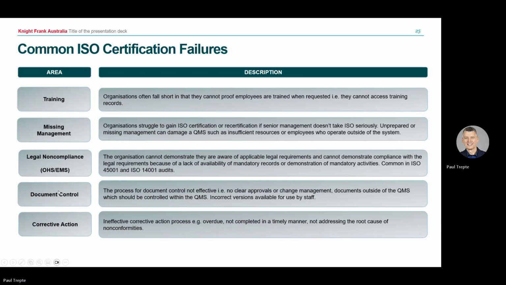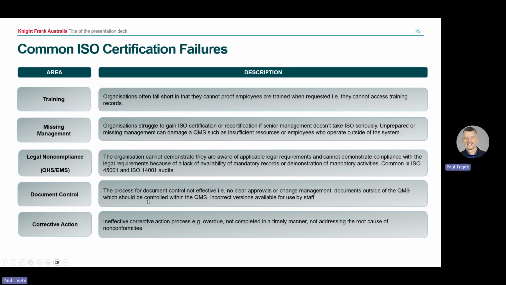Document control. The process for document control is not effective, with no clear approvals or change management. Documents that aren't included within the quality management system suddenly turn up and someone's using those documents. Incorrect versions are being used by staff. And this is why we quite often have a central portal and we say to staff, don't save them to your desktop. Each time you need to use something, go to that central portal so you know you're getting the latest version of the document. And don't create documents locally at a management level if they should be part of the quality management system.